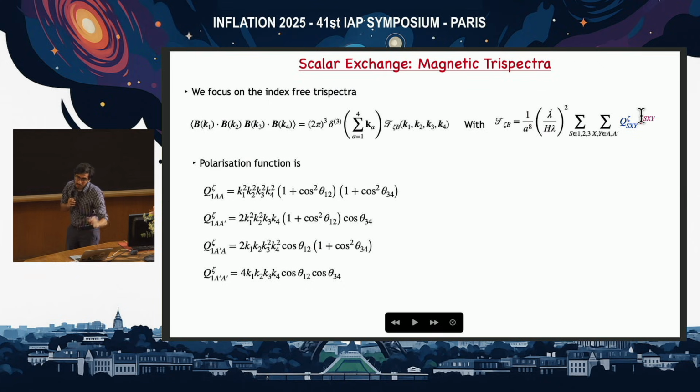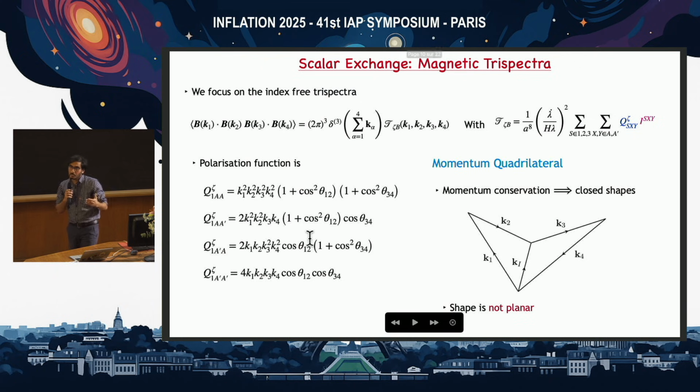And as already heard in these discussions, these trispectra can be decomposed into Q and I, where Q contains the information about the polarizations and I will be just the nested time integral which you have to compute. And in this special case of the contracted version, the Q's will be given by simple functions of cos theta, and theta 1, 2 will be the angle between the external momenta. And in momentum space, this will form a closed quadrilateral, and in general, this won't be a planar quadrilateral. You will have three-dimensional configurations, and we will be studying the different configurations for this quadrilateral.